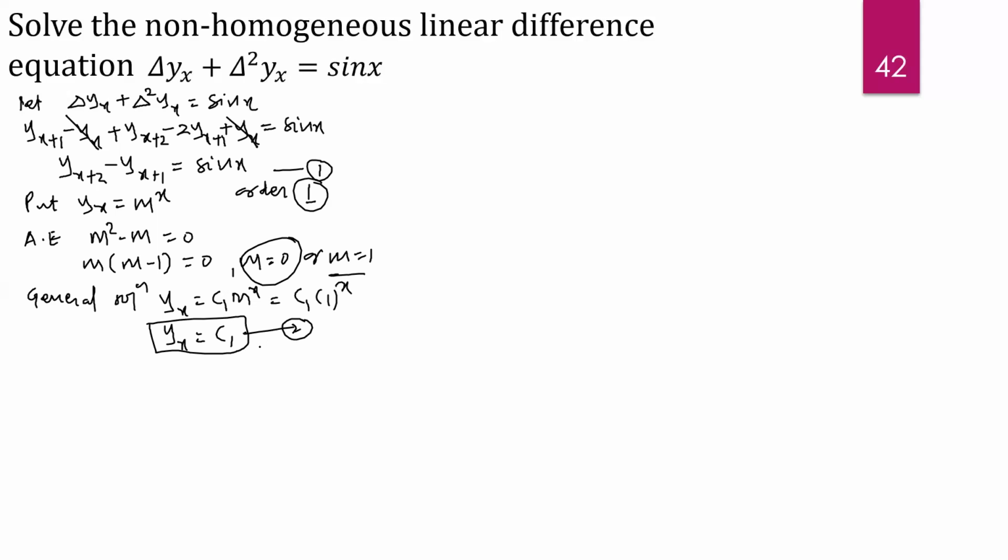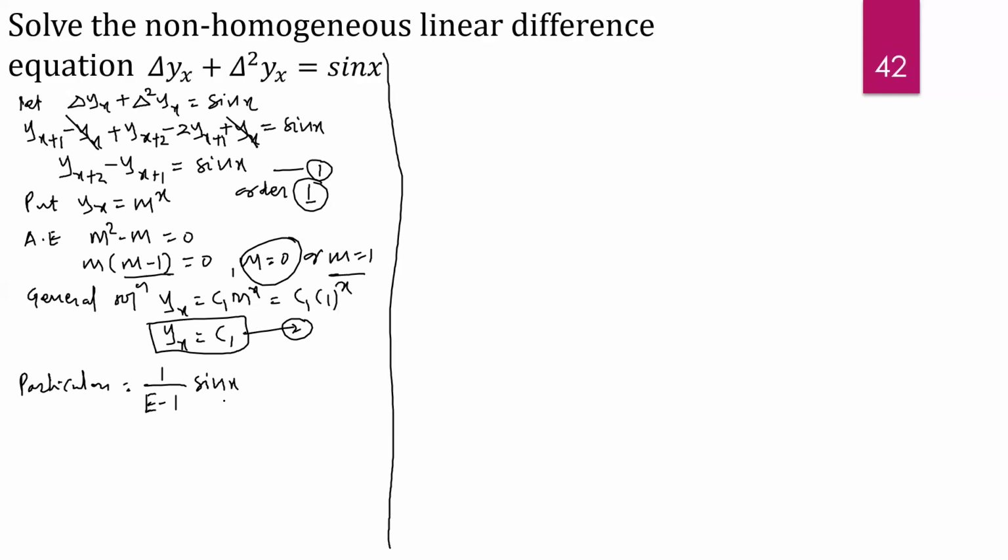Let us find the particular solution. Now for the particular solution, we consider this auxiliary equation E minus 1. So instead of m, we write E minus 1, and operate on the right hand side. The right hand side is a circular function, so we don't have any shortcut formula for the sine function. Here the sine function can be written using Euler's formula, as the imaginary part.